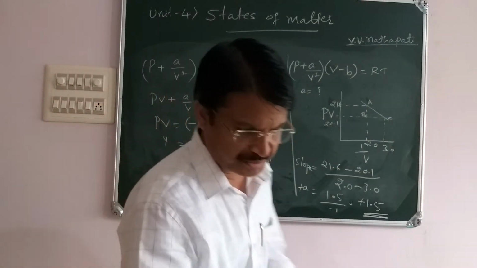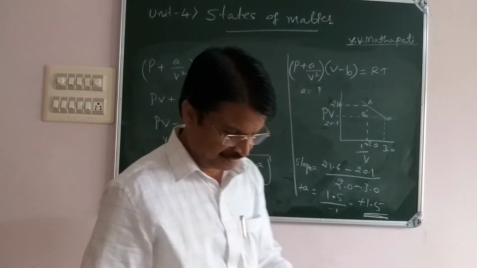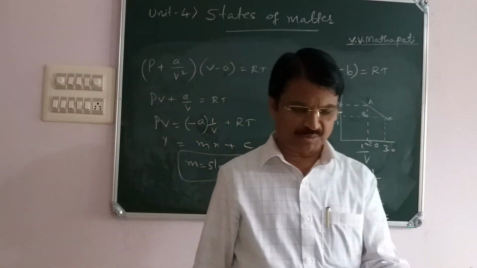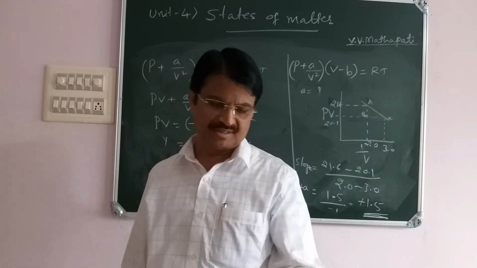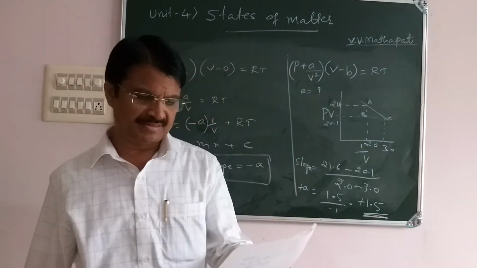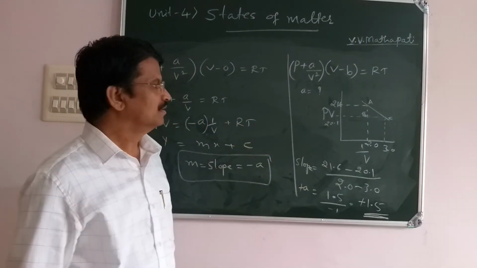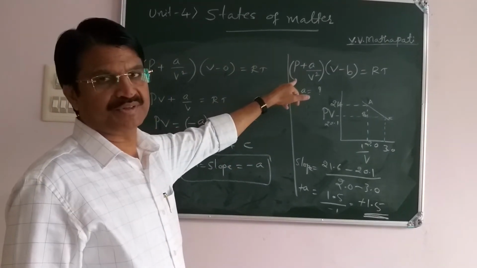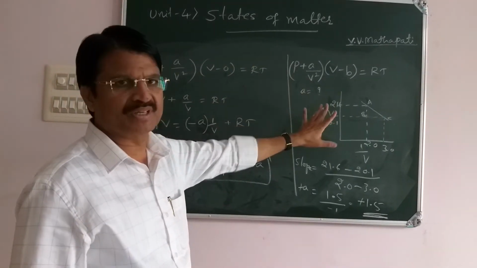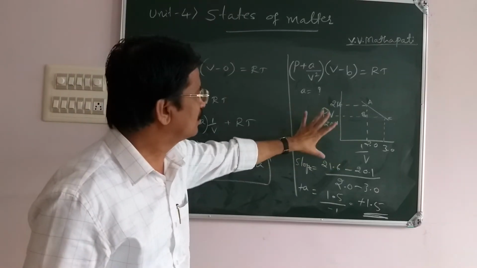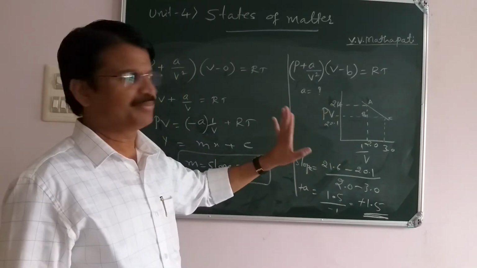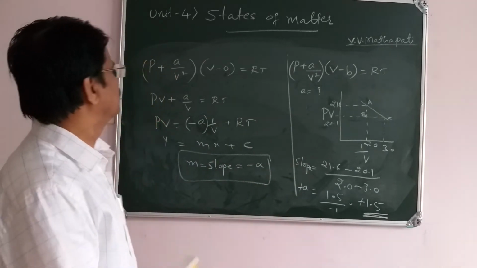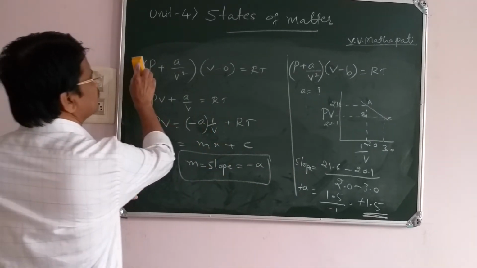In the options they gave 1.0 as option 1, 4.5 as the second option, 1.5 as the third option, 3.0 as the fourth option. Therefore the answer is the third. To solve the question very carefully, apply the van der Waals equation first, and according to the graph in the question paper, we can find the slope. That slope value is nothing but A. Then the next question.